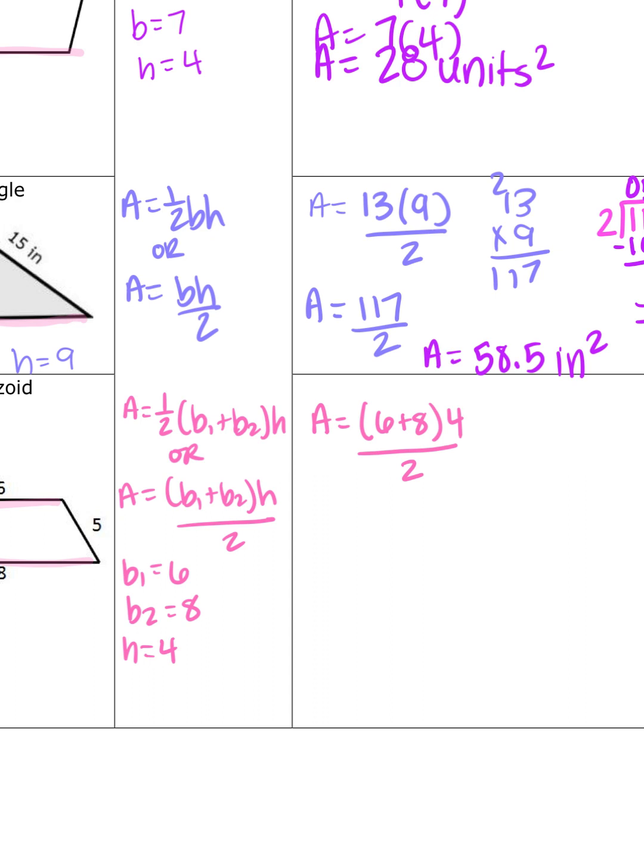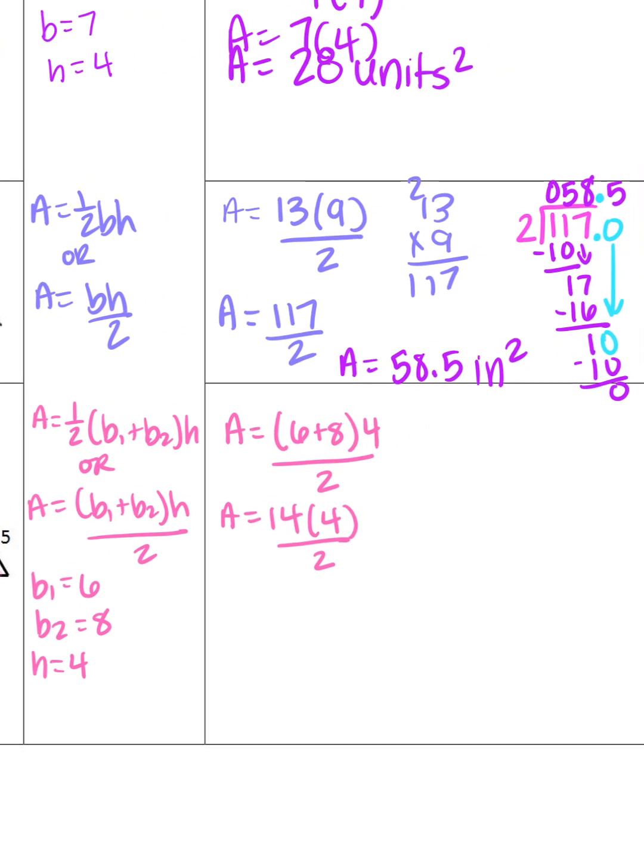So now I'm going to do, what would you do first in order of operations? Parentheses. So 6 plus 8. So area equals 6 plus 8 is what? 14 times 4 divided by 2. Now what would you do next in order of operations? 14 times 4. So I'm going to come over here and I'm going to do 14 times 4. 4 times 4 is 16. Carry that 1. That's 4. It's 1 is 5.